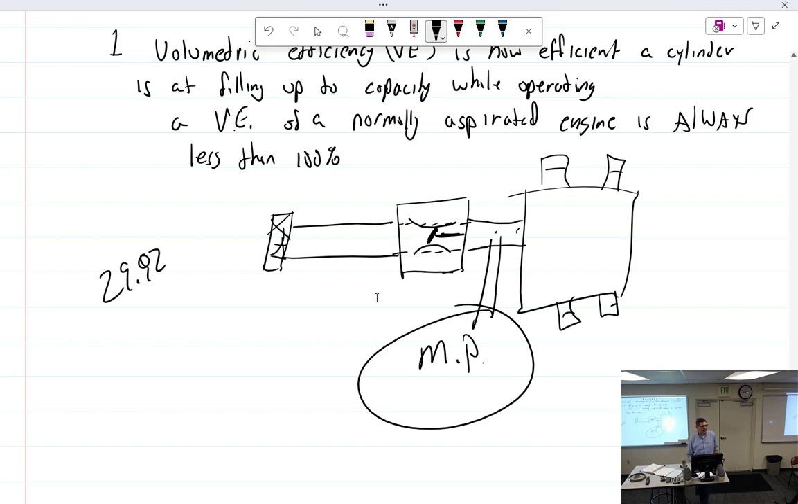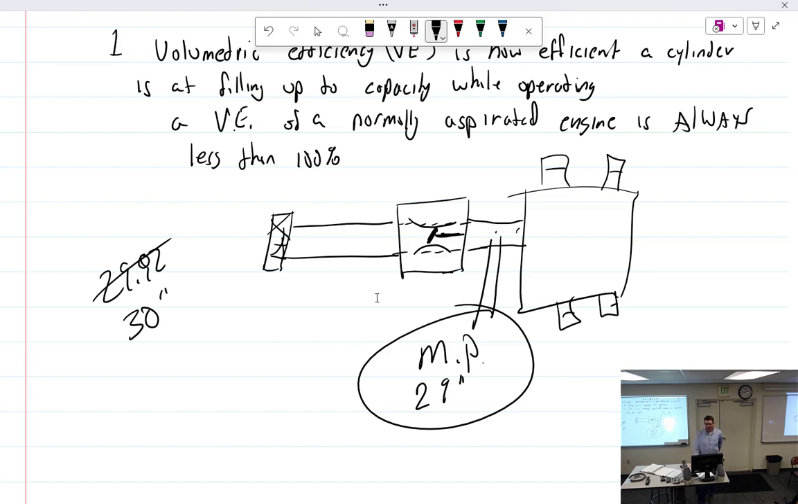29.92 on a standard day at sea level. We'll just call it 30 inches to make life easier. So best case scenario, my manifold pressure, after it went through the induction system, across the Venturi, through the throttle plate, the various turns it has to get, I'm probably going to be looking at 29 inches. So I'm going to lose 1 inch of manifold pressure, even best case scenario, just the pipes and air filter and everything else like that.